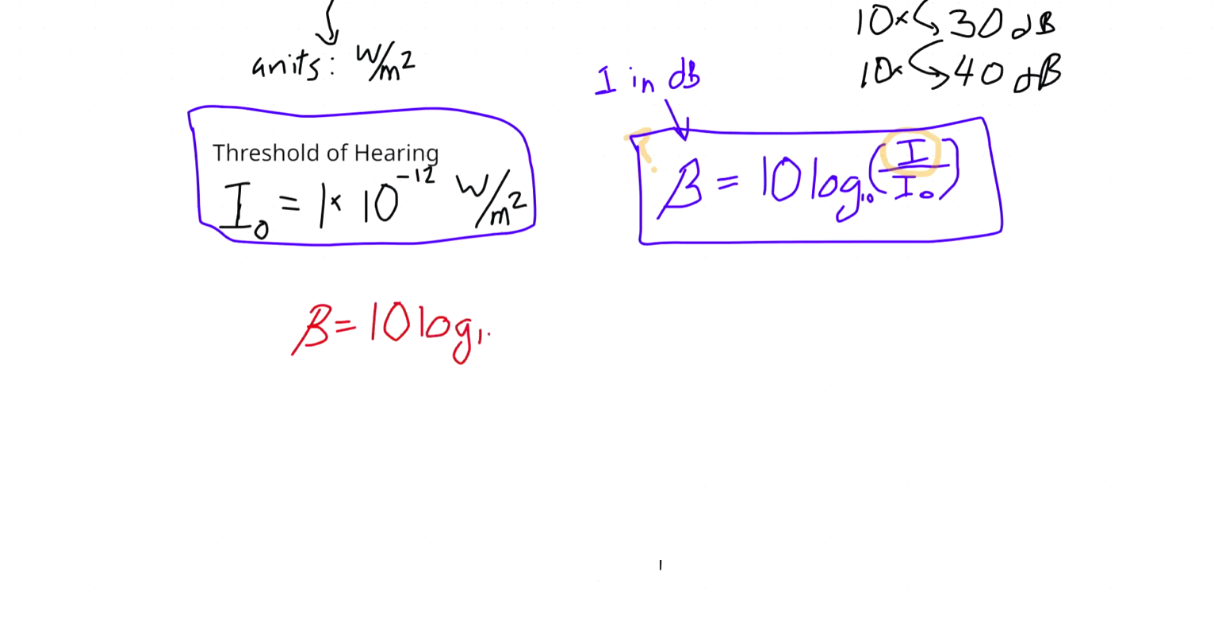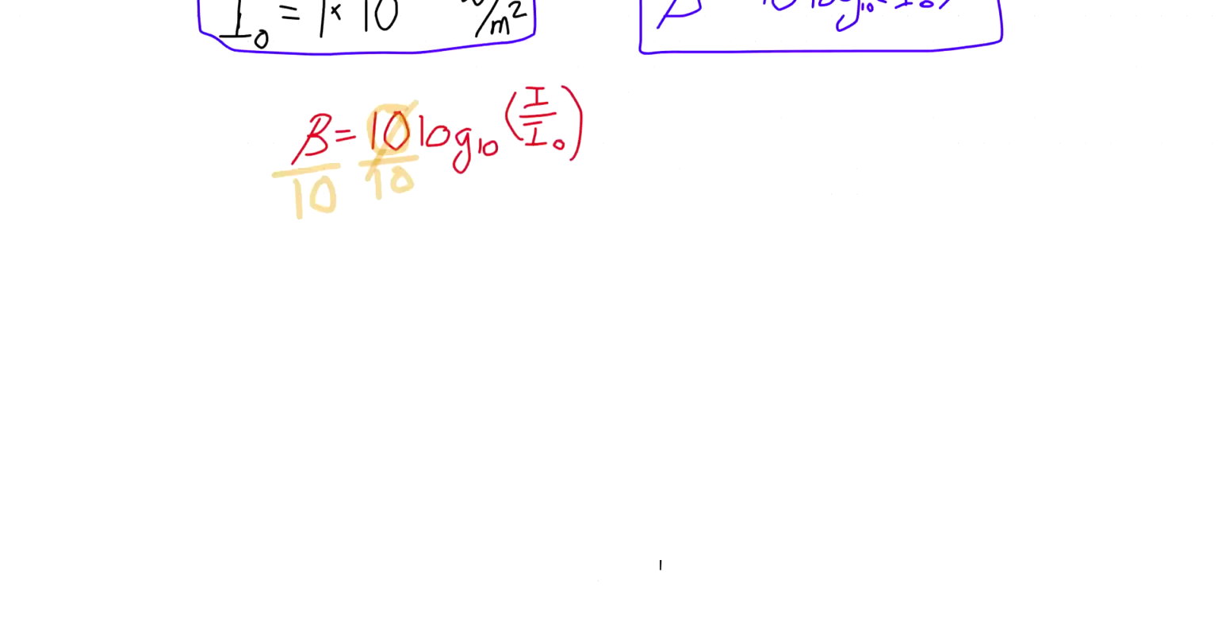So what do we do here? I over I naught. Well, the first thing is I'm going to move this 10 over. And how do we do that? By dividing both sides by 10, right? And that's going to give me, we'll move this down here. It should be a beta, not a B. Beta, our decibel level, divided by 10 equals log base 10 of I over I naught.